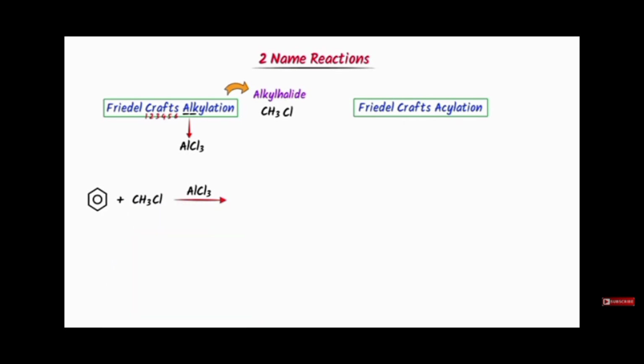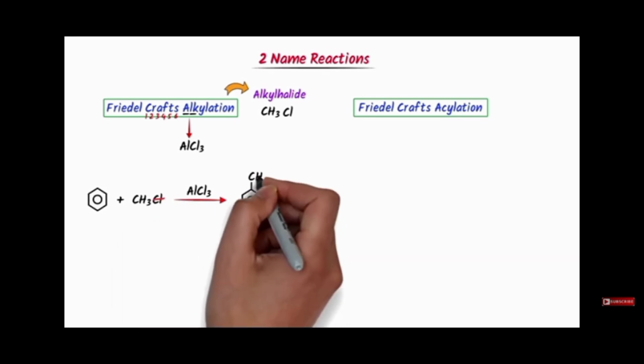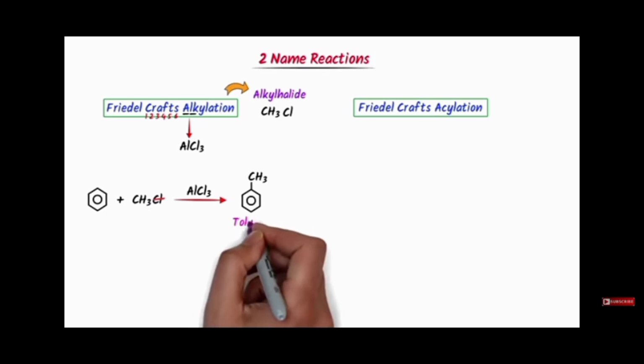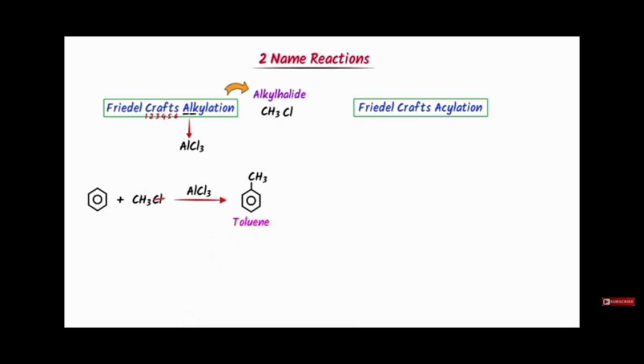Thus I can easily guess its product. Now I cut Cl and I attach the CH3 to benzene ring. I get toluene. This is the Friedel-Crafts alkylation.